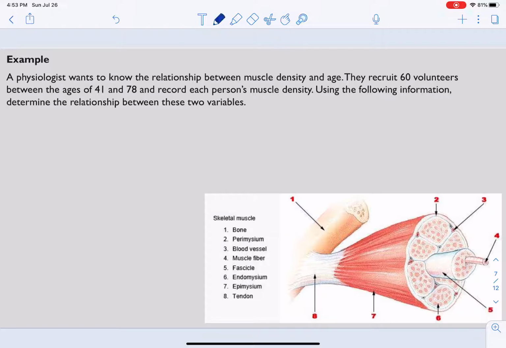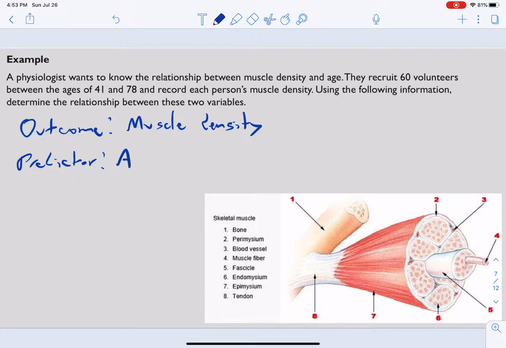What's our outcome? Nice. I really do feel like Dora the Explorer sometimes. Our outcome is muscle density. And then what is our predictor? Nice. It's age. Very good. Proud of y'all. Okay, so we got that. We're all good. We got our ages here, 41 to 78, so we'll keep that in mind too.